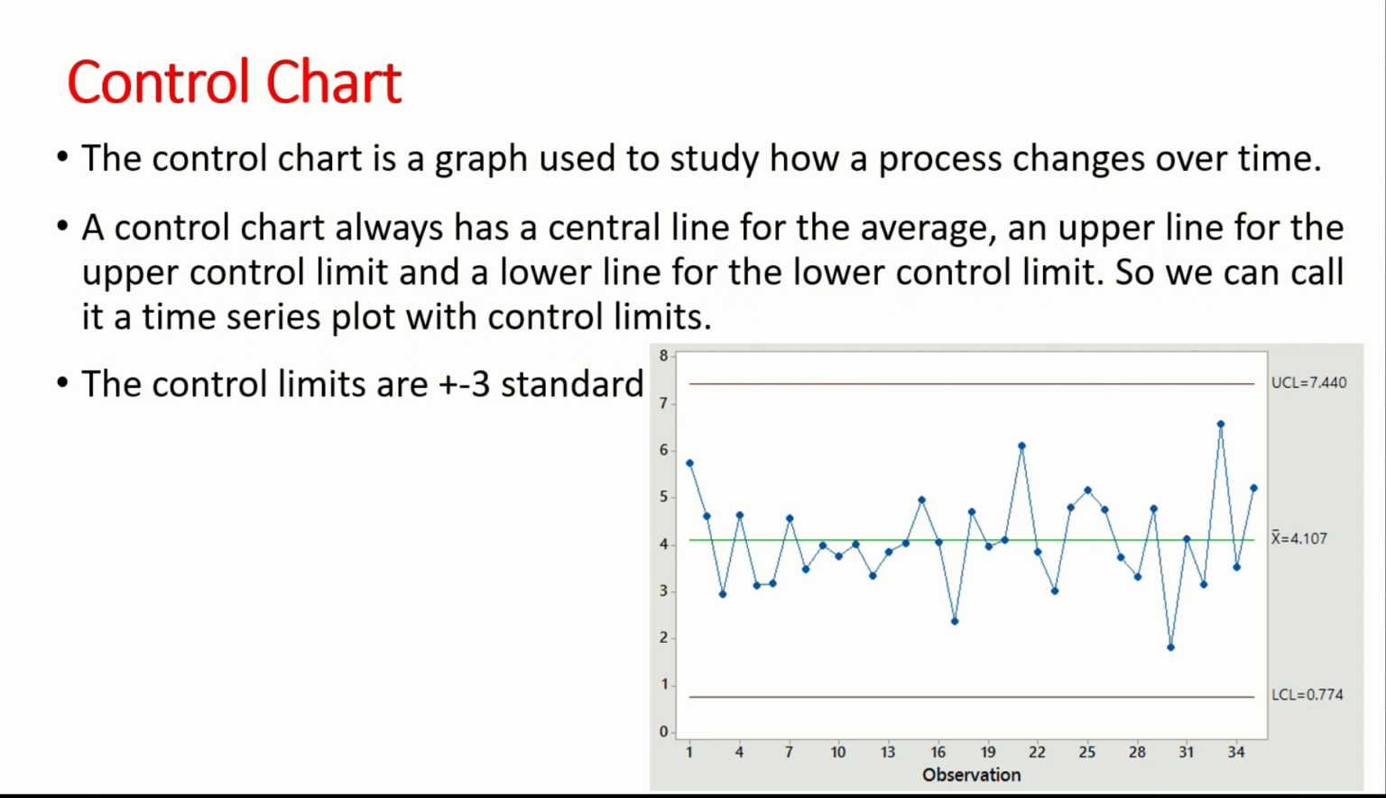This is how a control chart looks. You can see this is the average line, which is the green line in the center. There is a line called the upper control limit, which is plus 3 sigma from the center. And there is another line, the lower control limit, which is minus 3 sigma from the center. All these dots here show the process performance over time. So the thumb rule is that no point should go out of the control limits.